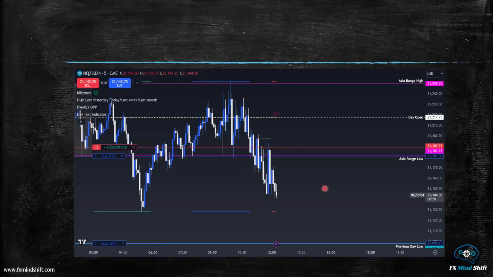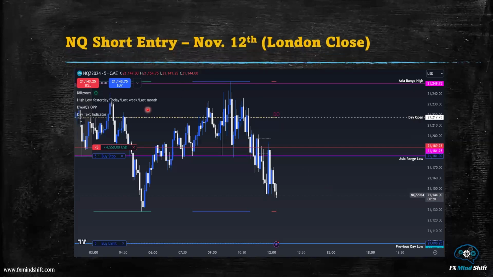All right. So this is an example of a short entry on NQ. This was taken on the 12th of November, and the timing here is around the London close session. Okay, so you can see the red line here represents the entry. The buy stop here is a trailed stop in profit. So this is already after we're in profit. So basically, you can see here we have the Asia range low, right? And since we're short on this entry here, the order flow in this case on the higher time frame at the time was bearish, right? So we're looking to take trades that are short after we hit our key levels of liquidity.